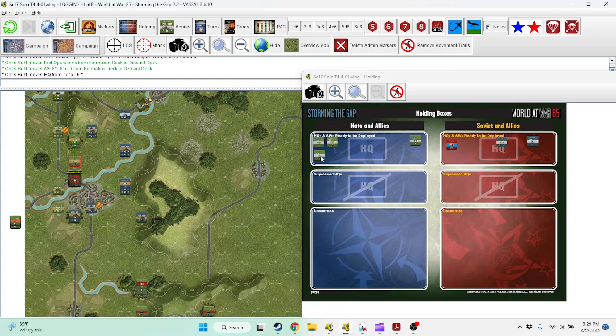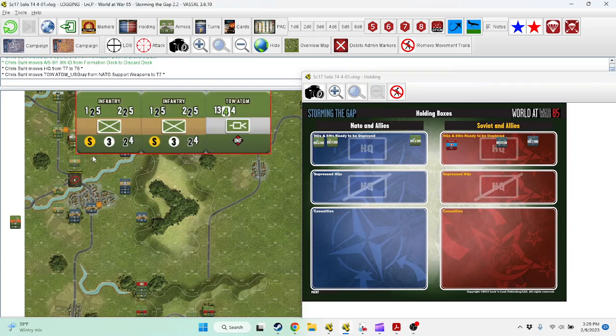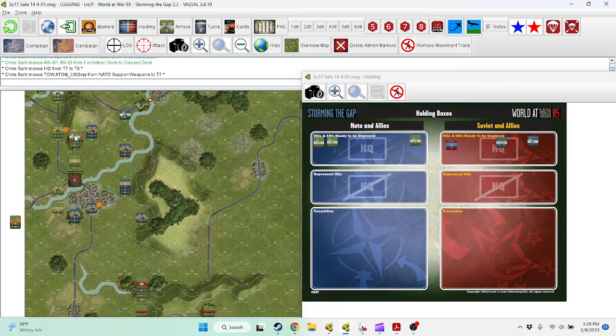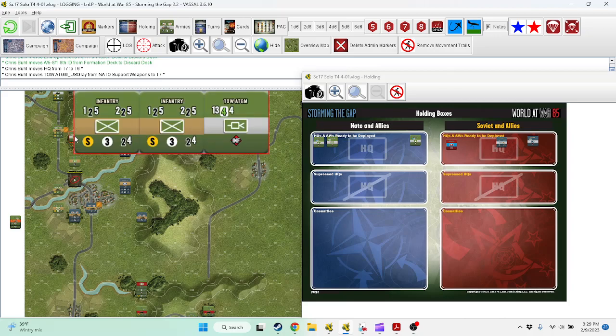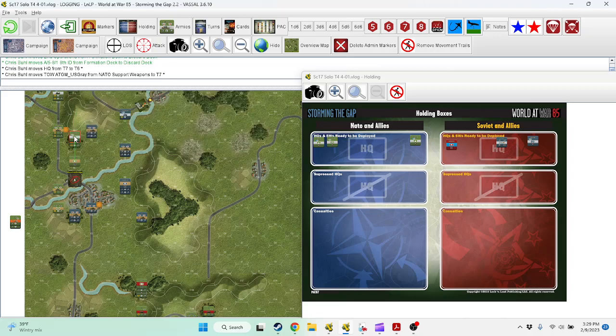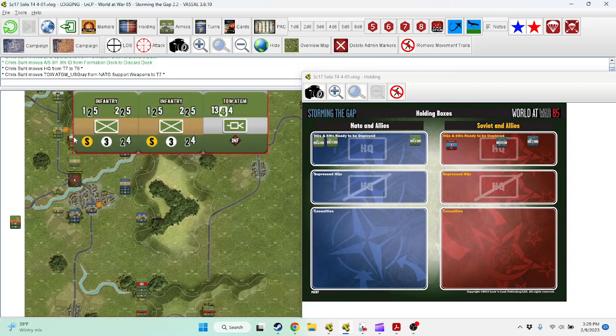So the first unit that's going to fire is the unit that's stacked with the headquarters, and it is going to deploy this TOW system. So the TOW would roll four dice needing fours. The headquarters bonus gives it two extra dice, so that's six. And being at point-blank range, that makes threes.